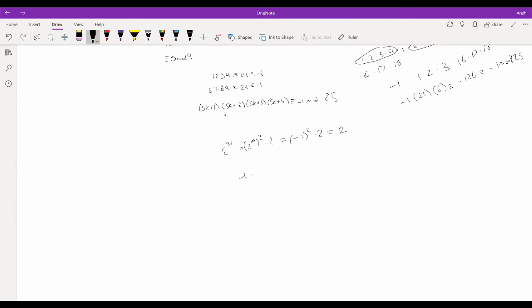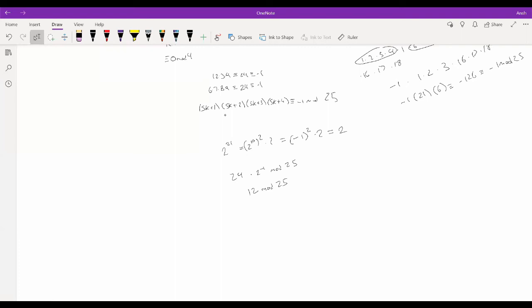So we can rewrite -1 as 24 mod 25. And in this case, since 2 is relatively prime to 25, we can just do straight up division, instead of having to find the modular inverse. So it'd be 24 divided by 2, which is 12. And that would be our value for n mod 25.